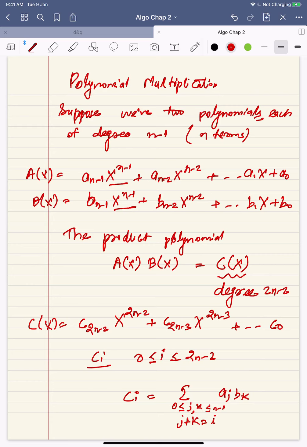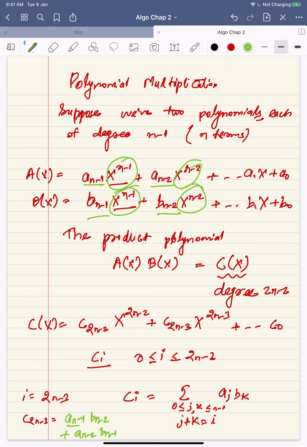Okay. For an example, suppose i is equal to 2n minus 3. To get c_{2n-3}, I have to use some coefficients from A and B such that j and k add up to 2n minus 3. In this case there are only two ways. This and this together become 2n minus 3, so I can do a_{n-1} times b_{n-2}, plus these two together will make 2n minus 3, so a_{n-2} b_{n-1}. So j plus k is equal to i, and j, k can be anywhere.